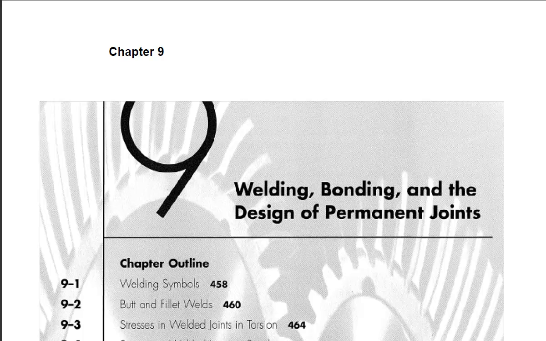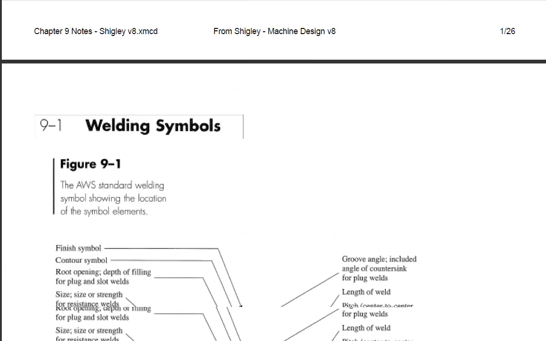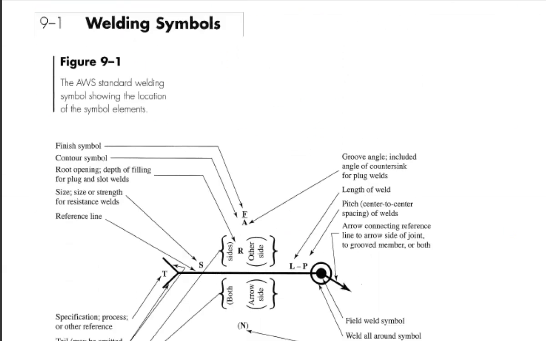Okay, in this video we're going to begin our discussion of welding. Chapter 9 is primarily welding, although it does talk a little bit about bonding or gluing operations. And so we'll start off in this chapter, first of all, by looking at weld symbols.